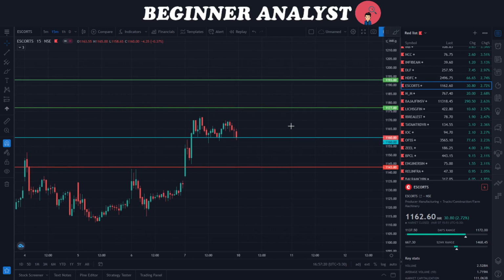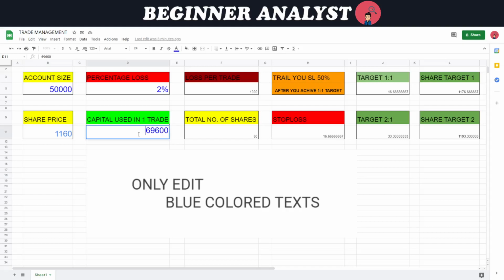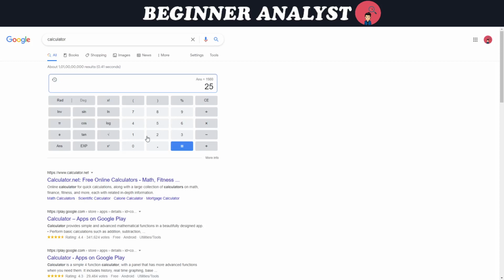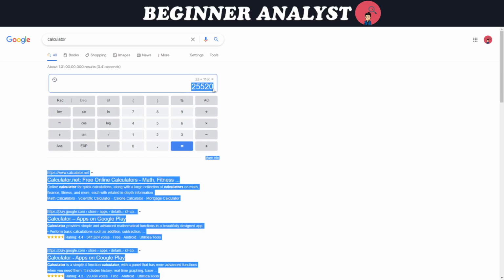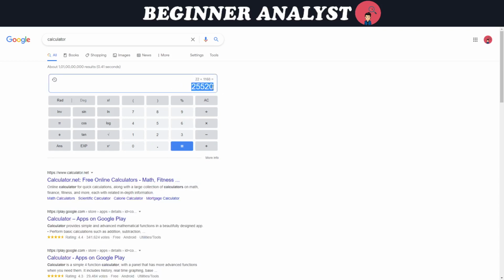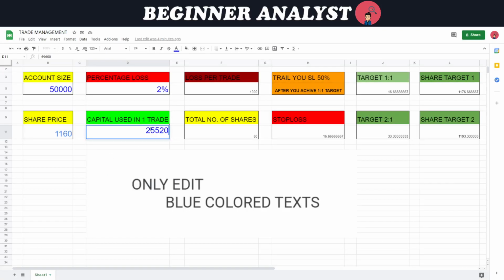And for a swing trade, just change your capital. Let's say I'm going to have a swing trade this time. Now what I'll do is just edit it to 50%. So 50% is around 25k. 25k divided by 1160 will be 21.55. So 22 into 1160. We copy it, and I'll paste it here. Again, my stop loss, target 1, target 2, everything has been edited.